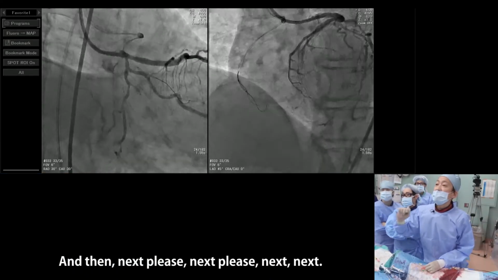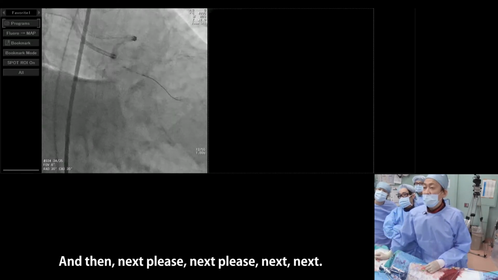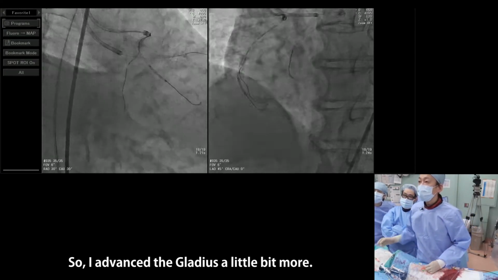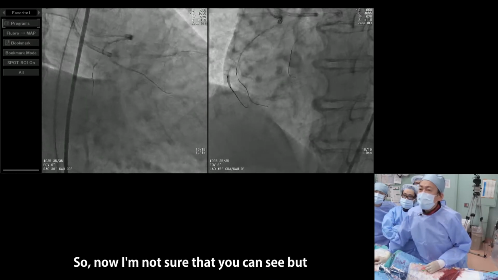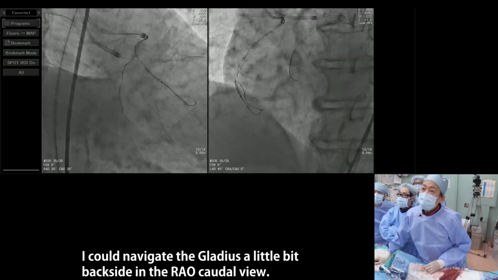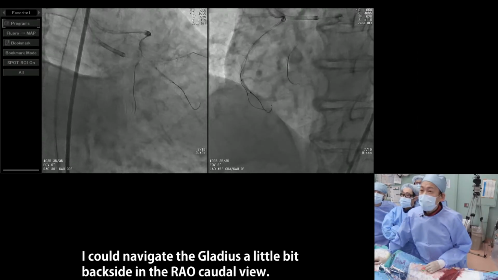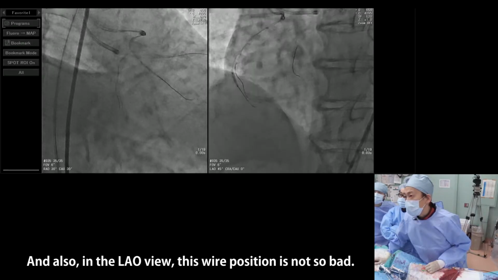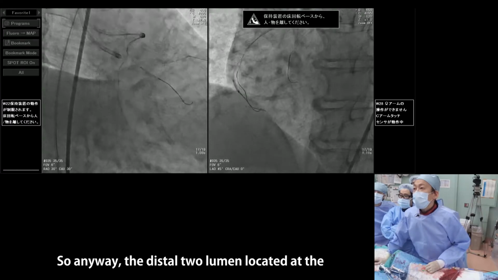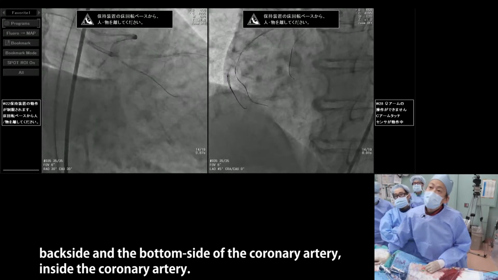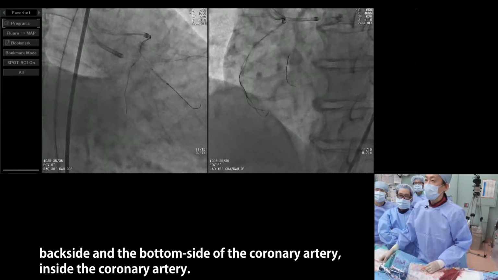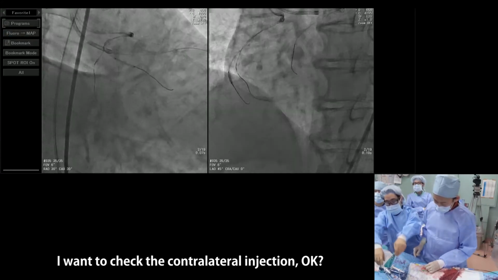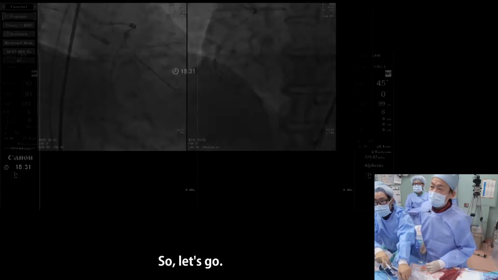Next please. So I advanced the Gladius a little bit more. I'm not sure you can see, but I could navigate the Gladius a little bit backside in the caudal view. And also in the aerial view, its wire position is not so bad. The distal true lumen is located at the back side and the bottom side of the coronary artery. So now the position is not so bad. I want to check the contralateral injection. Okay? Yes. So let's go.